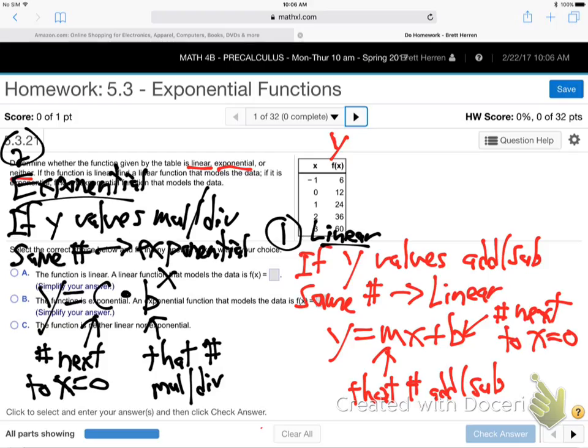There's 2 sets of rules. Something's linear if it's adding or subtracting the same number every time. It's exponential if it's multiplying or dividing the same number every time. So let's look at the y values. 6 becomes 12. There's 2 ways you could do that. You could add 6, or you could multiply by 2. How do you know which one? Well, we're looking for the same pattern every time. What does it do on the next one? Does it add 6 again? No, it's multiplying by 2.